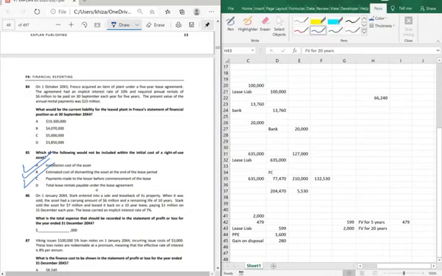Total lease rental payments under the lease agreement. All right. So the total lease rental payments are not included. The present value of total lease rental payments is included. All right. Get it?